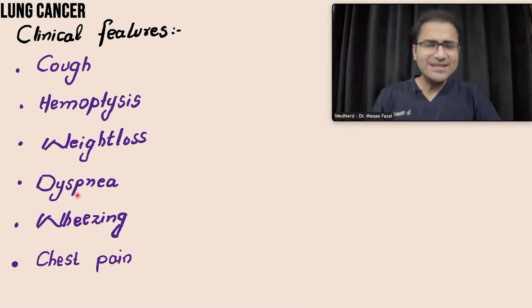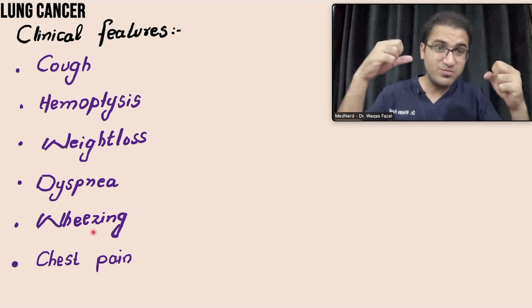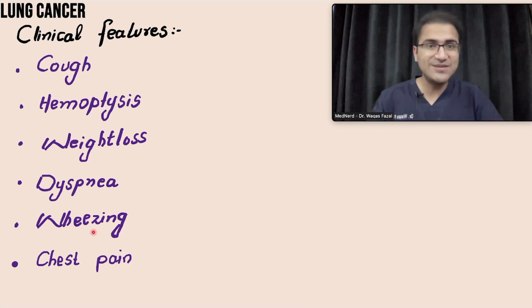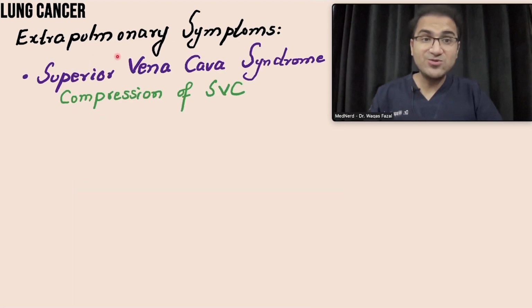In the later stages, it can cause dyspnea. It can cause wheezing if it is blocking a bronchus, and it can also result in chest pain because there is a mass growing inside the chest. Now coming to the extrapulmonary features of lung cancer.